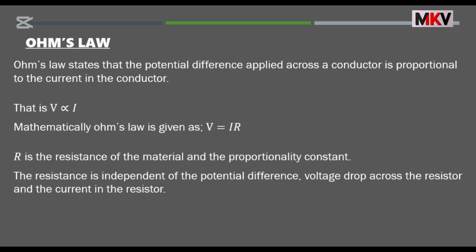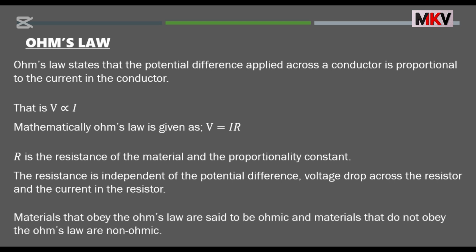So the resistance is independent of the potential difference that was applied to the conductor and the voltage drop across the resistor, and it is also independent of the current in the resistor. Now, materials that obey Ohm's law are said to be ohmic, and materials that do not obey Ohm's law are non-ohmic.